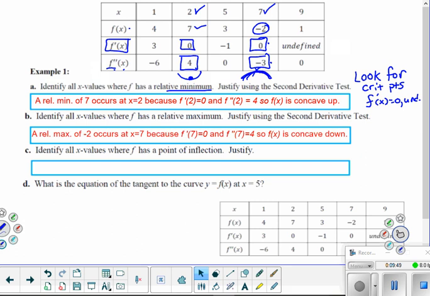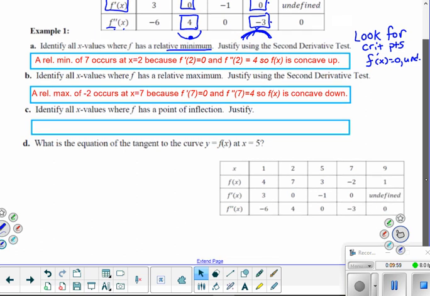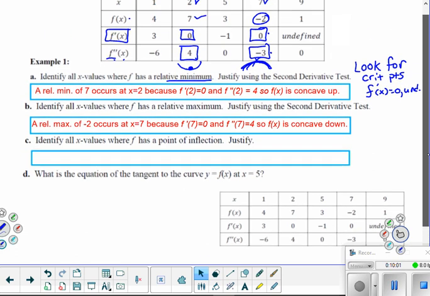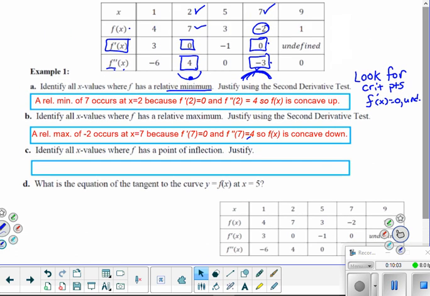So I get a statement that says a relative max of -2 occurs at x equals 7 because f prime of 7 equals 0 and f double prime of 7 equals negative 4. How about a -3 on that? I need to correct that. So f of x is concave down. I would even add on, so f double prime of 7 is -3, which is less than 0. Thus, we get concave down.